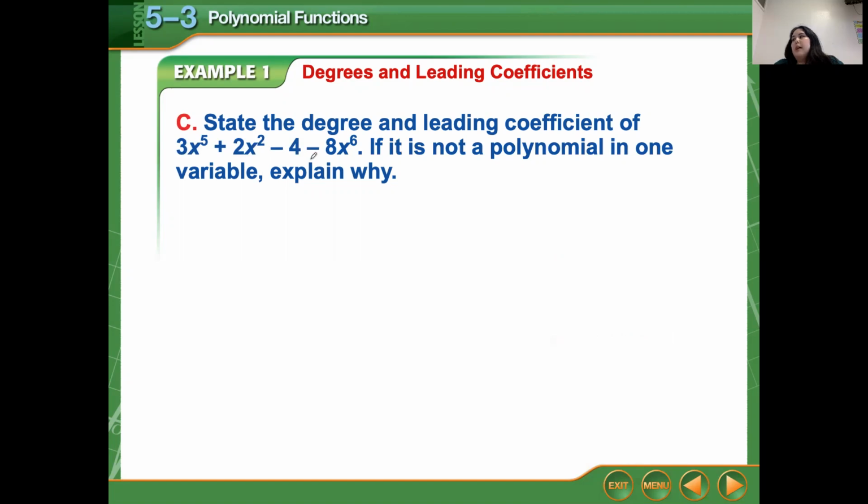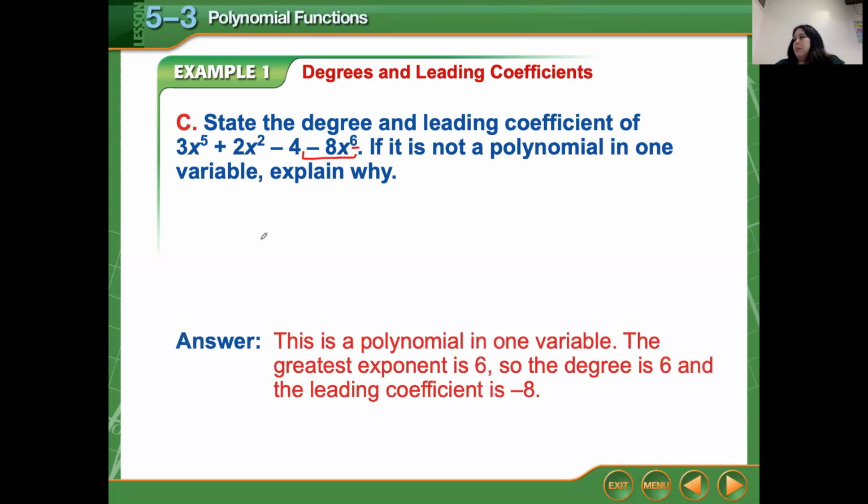Next, we have 3x to the 5th plus 2x squared minus 4 minus 8x to the 6th. This one's not in standard form, so you have to go find the highest exponent, which is going to be 6. So I'm only going to look at this term here. So my degree is 6, and my leading coefficient is going to be -8. It is easier to identify if it is written in standard form, but if it's not, the only thing you have to do is look for the highest exponent and the coefficient attached to it.